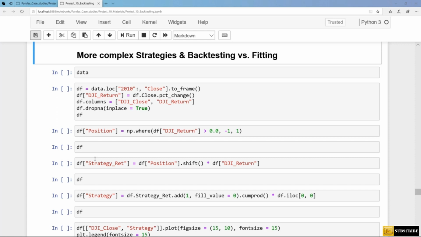So in these cases, we have to test whether the strategy can generalize to new data, so to say future data, and we have to test whether the strategy still outperforms the basic strategy in the future.